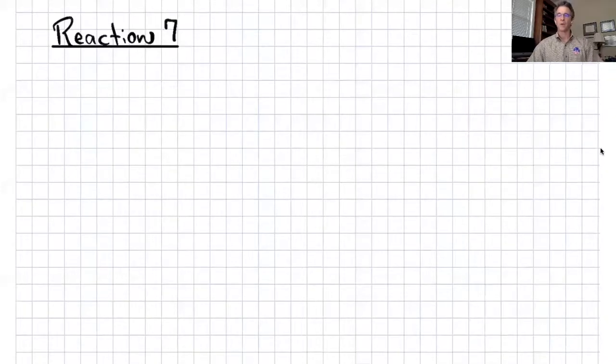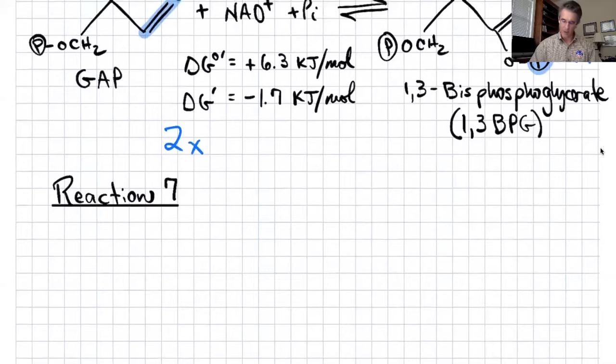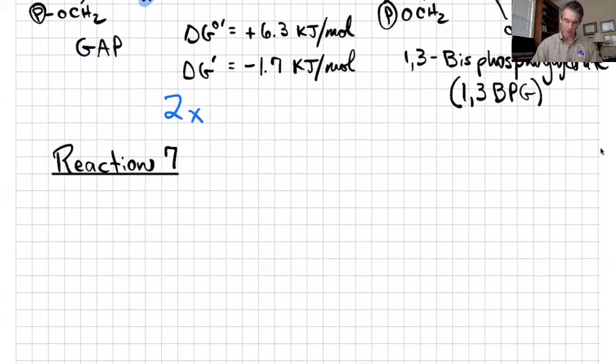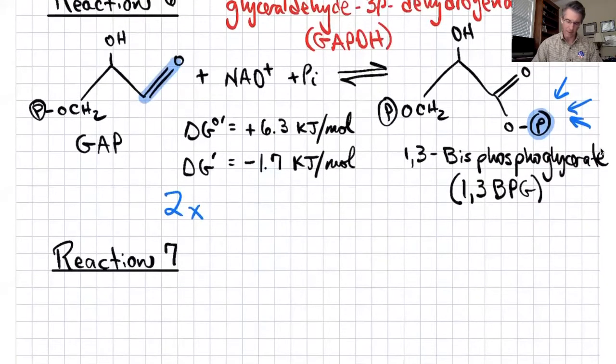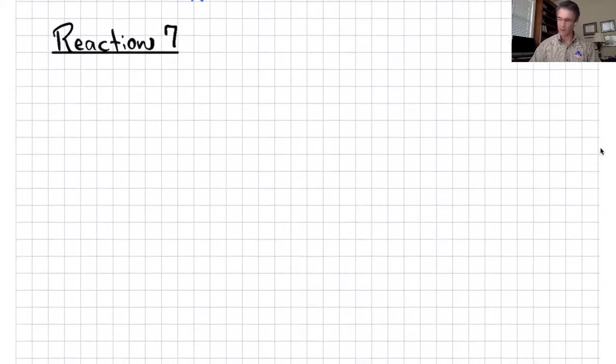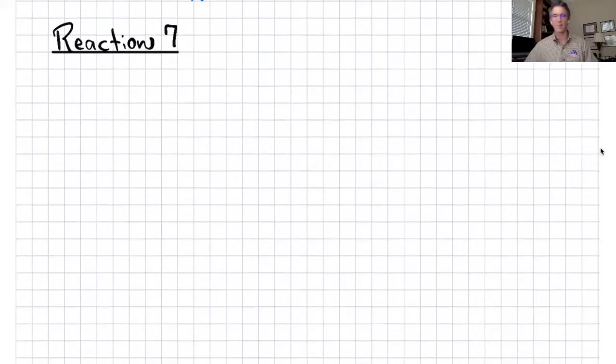Okay, guys. So at the end of the last video, we saw how we came out of the GAPDH reaction with 2 moles of 1,3-bisphosphoglycerate, right? This high energy compound over here that's going to become really important for the rest of this pathway. All right, so in reaction 7, we finally, like I said last time, we get something back.